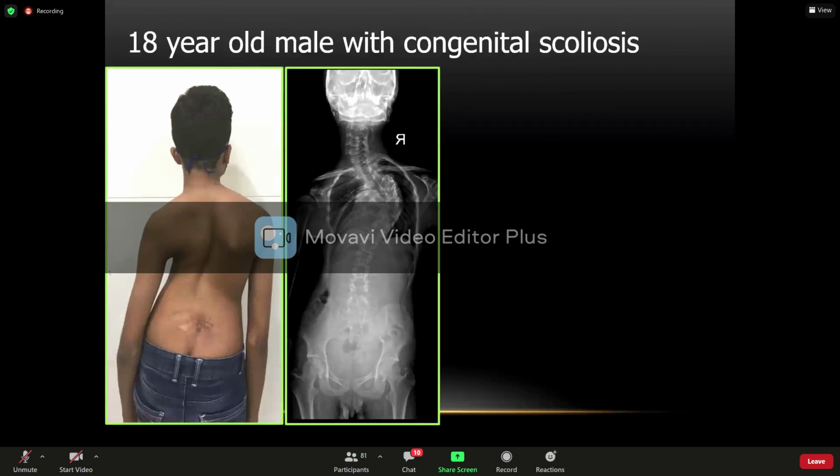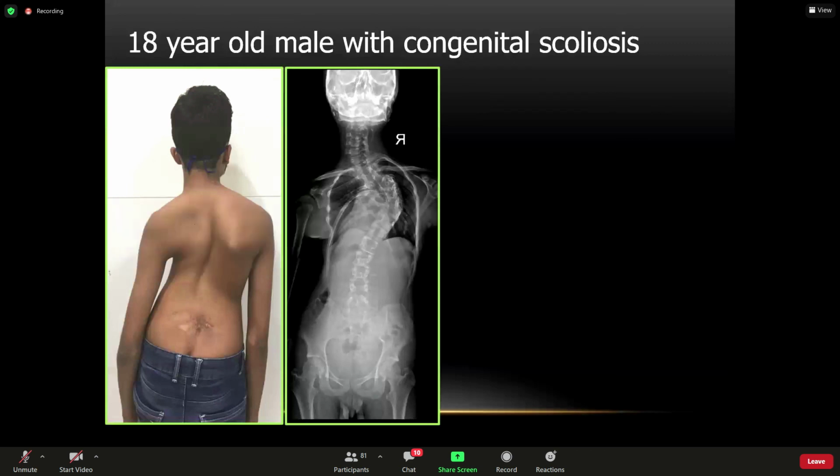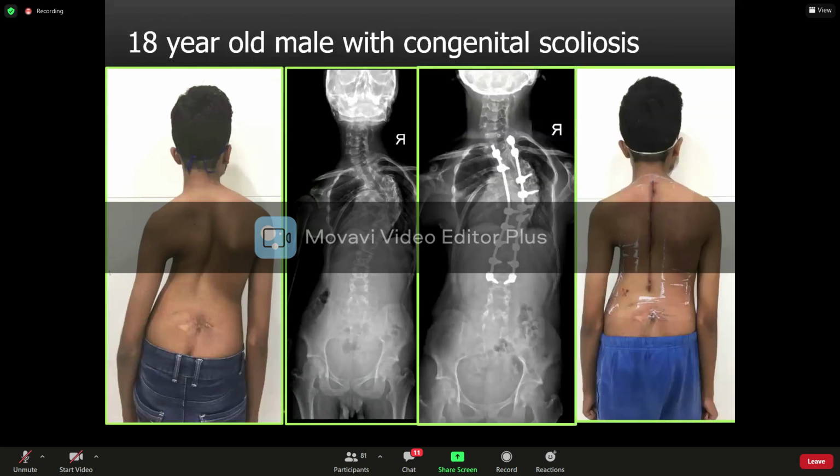Another 18-year-old whom we operated on last year. He had congenital scoliosis. There were some vertebral anomalies in the thoracic spine, and he was progressive. And so we offered him surgery from the back. And that's how he looks after surgery. So it's had a good outcome.